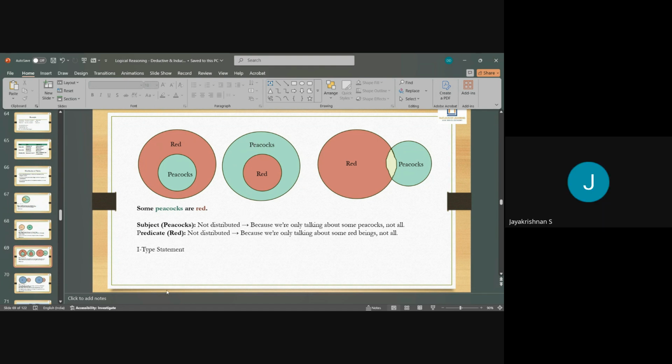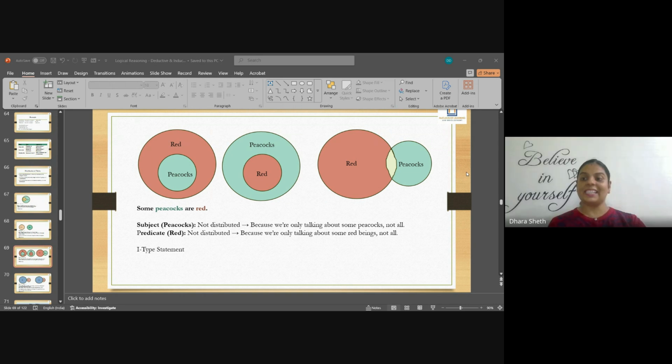Ma'am, I feel that the second figure is more appropriate. Some peacocks are red. Second figure, generally peacocks are blue. Some peacocks are red. So the second figure actually fits the argument, right? That's what we are talking about, truth. But when we have to solve questions based on syllogisms, then some peacocks are red.